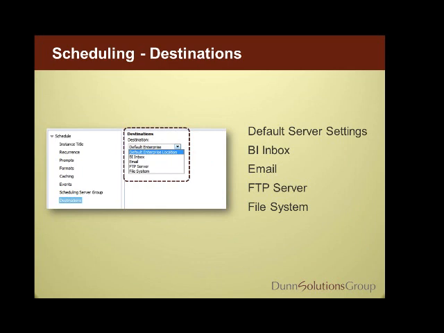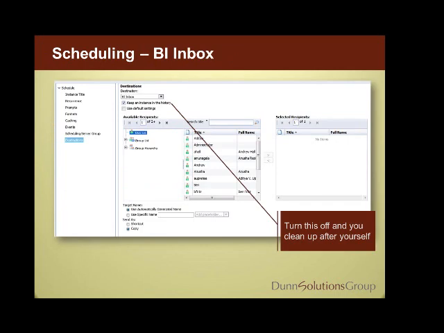In terms of destinations, there's a variety of destinations that we can set up when we are scheduling. We can set up to use the default server settings as a destination, which typically is the repository and the folder which the document lives in. But we can also set up the destinations to be a BI inbox, an email account, an FTP server, or a file system. We're going to take a peek at these settings, and we'll start with the BI inbox.